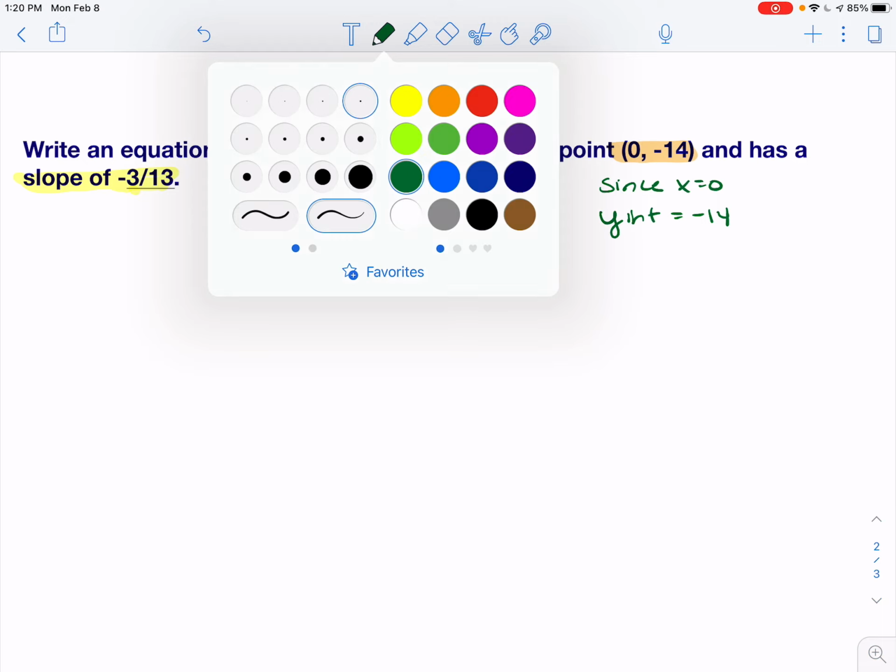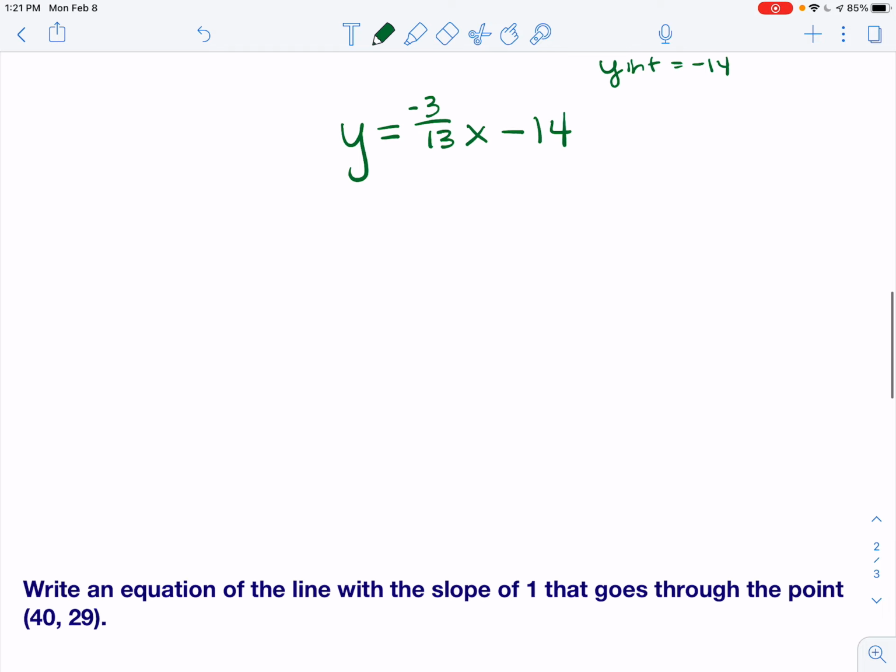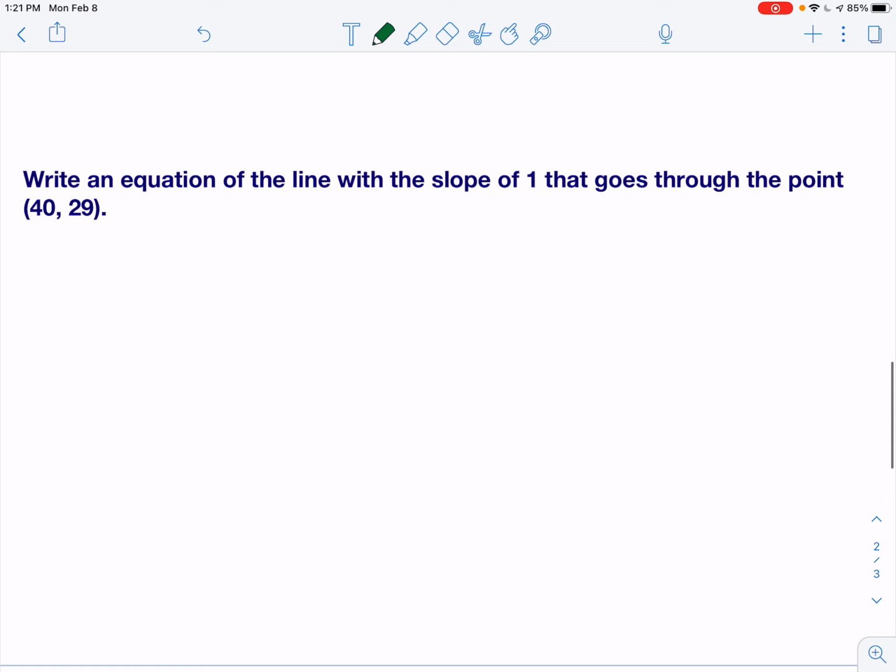So even though it looks like it might be a little bit more difficult of a problem, they've actually given the y-intercept to us. They've just kind of hidden it inside that point. So y equals, my slope is negative 3 over 13x minus 14. Since it's a negative 14, we say minus 14. One more example to look at here. And again, we're going to use y equals mx plus b as our guide.